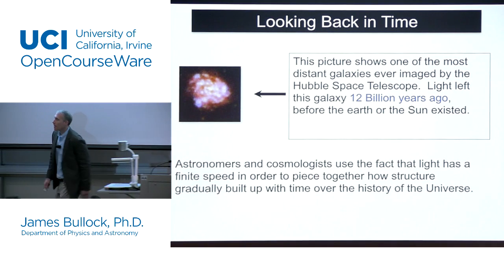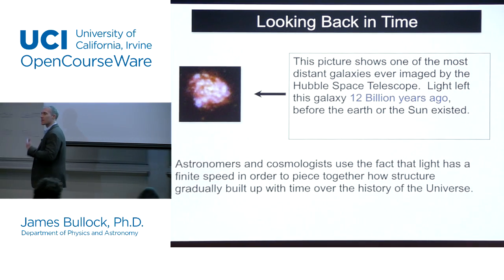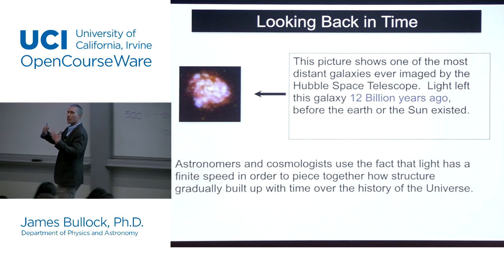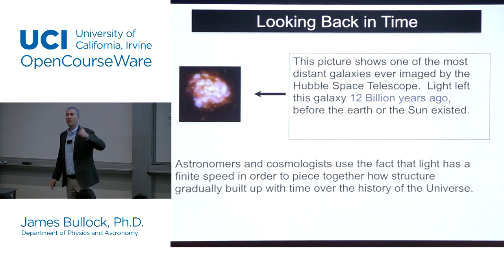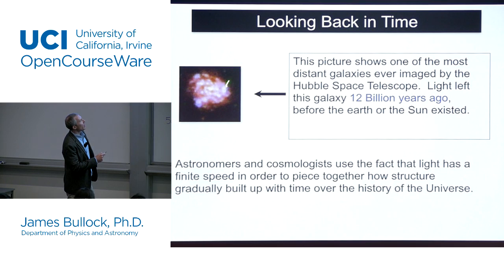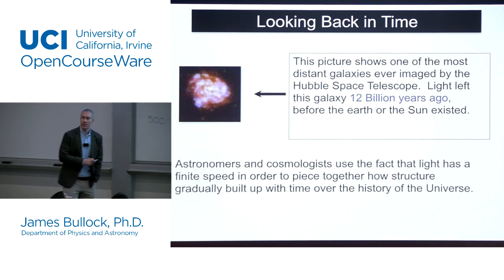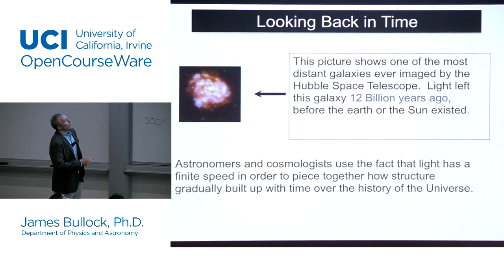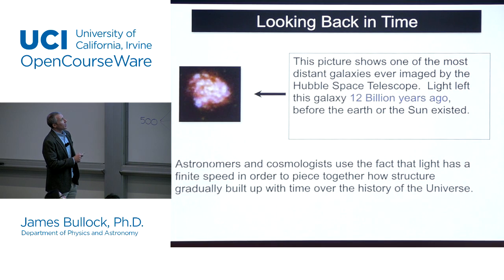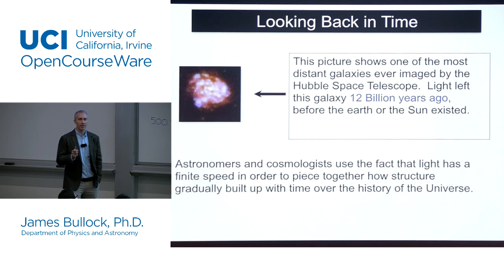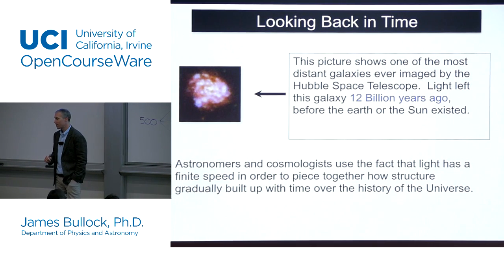And so this concept of finite light travel allows us, like I said, to almost build a movie of what things were like before and what things are like now. For example, this is an image of a galaxy taken with the Hubble Space Telescope. The light from this galaxy left it 12 billion years ago. So we're seeing this galaxy as it existed 12 billion years ago. That's way before the Earth existed.